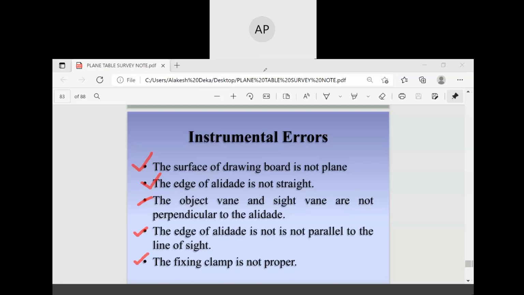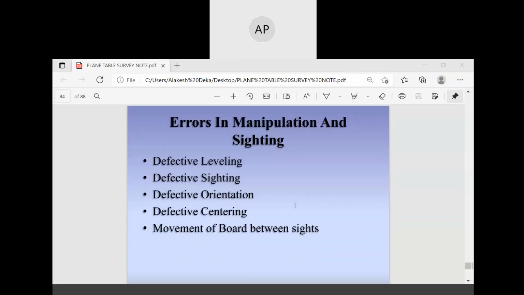So these may be the errors. Errors in manipulation: defective leveling, defective tightening, defective orientation, defective centering, and movement of the board.